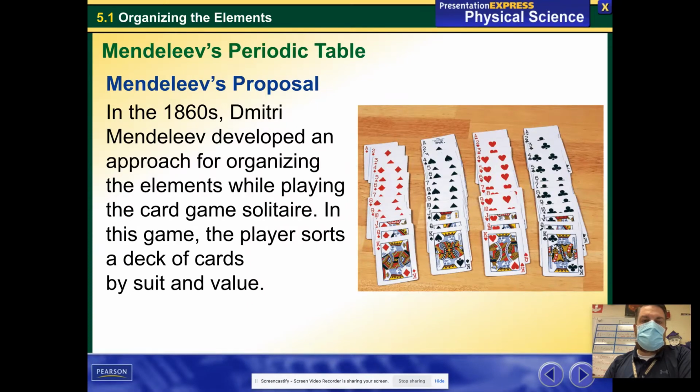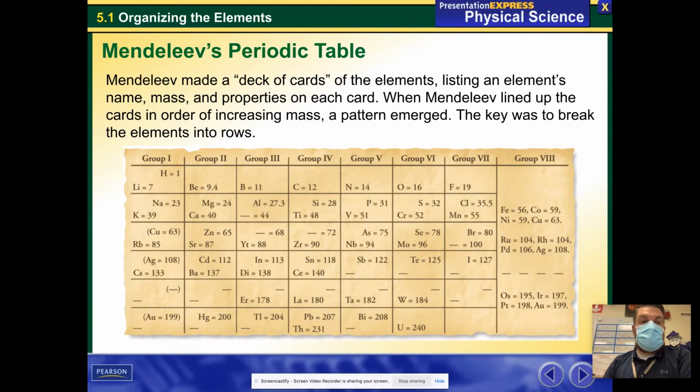So in 1860, Dmitri Mendeleev developed an approach to organizing the elements while playing a game of solitaire. Basically, you sort the cards in a very specific way according to suit. So what he did is he kind of constructed this thing by groups. And as you see there's group 1, group 2, group 3, group 4, group 5, group 6, group 7, and group 8. Our modern periodic table is structured in a similar way.